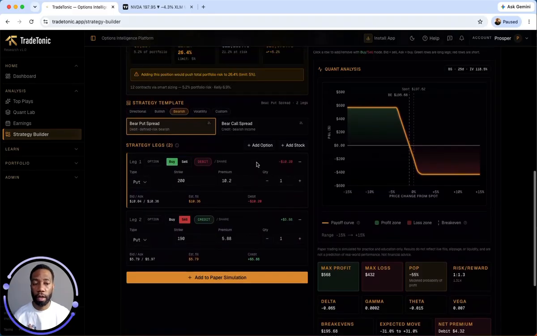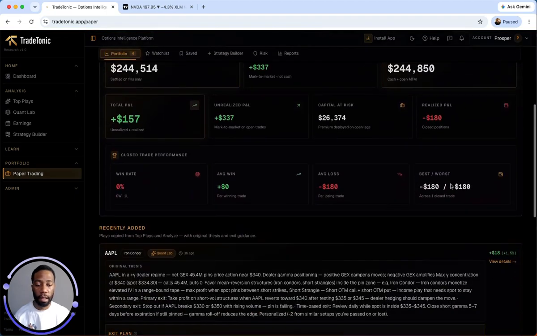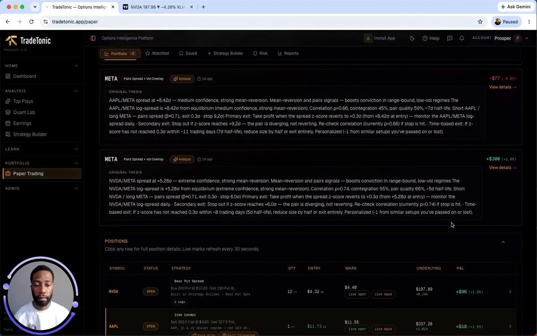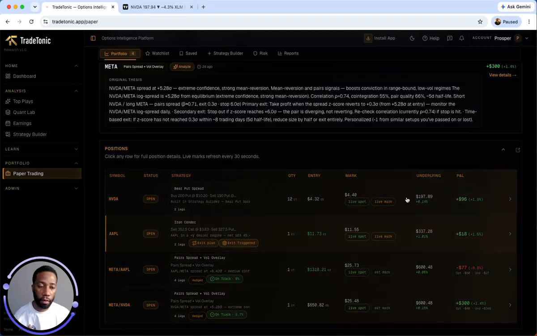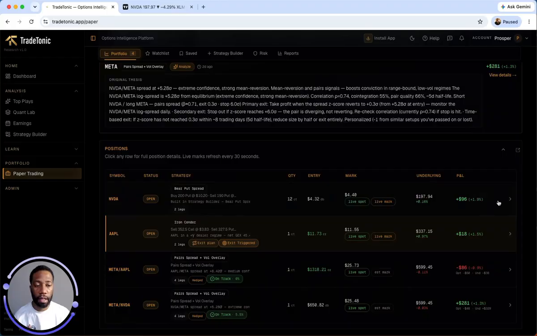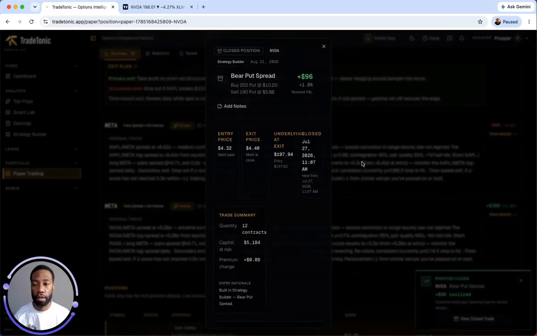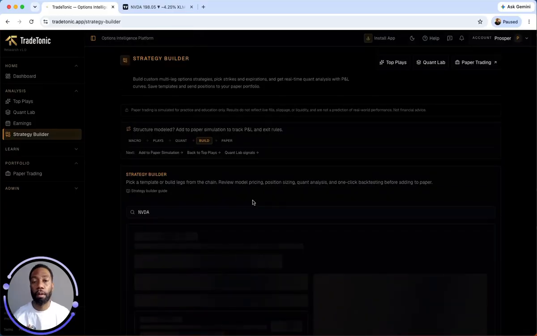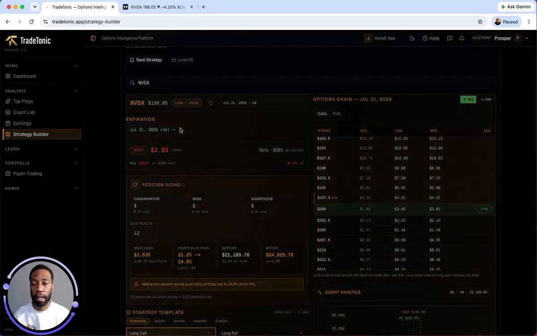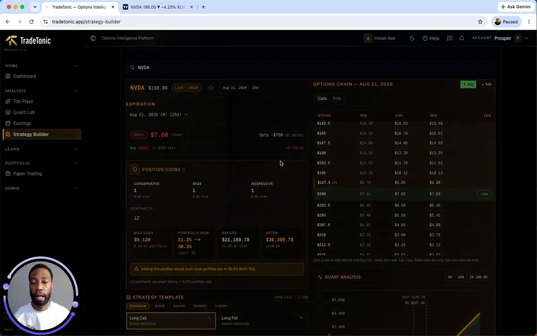Now that it's added to our paper trading portfolio, we're going to come in here and see the position that's been added. The reason it says 96 bucks is because I didn't change the size of the position. So let's close this out because we want to make sure we're just trading one contract per leg. I think that one had us at 12, and that's why we saw that $96 increase there.